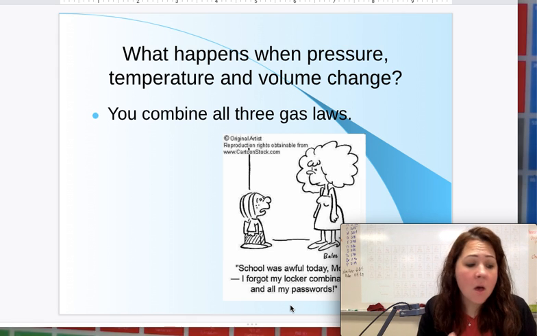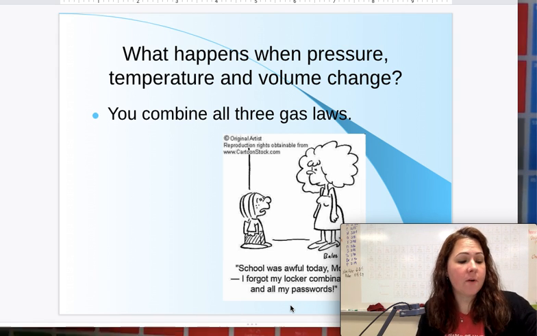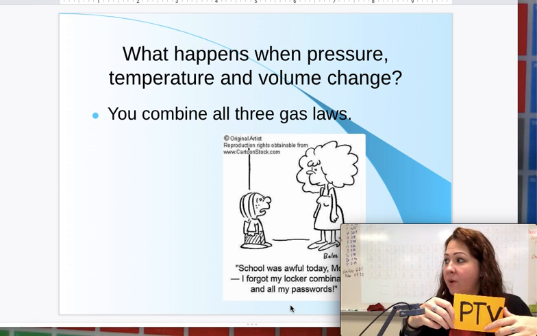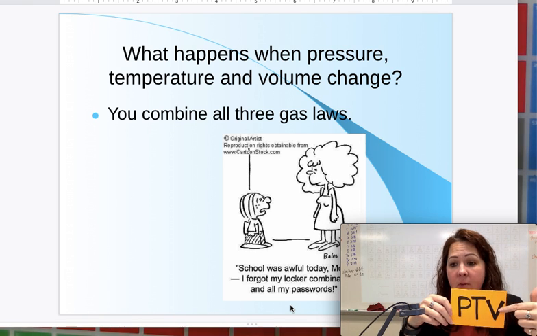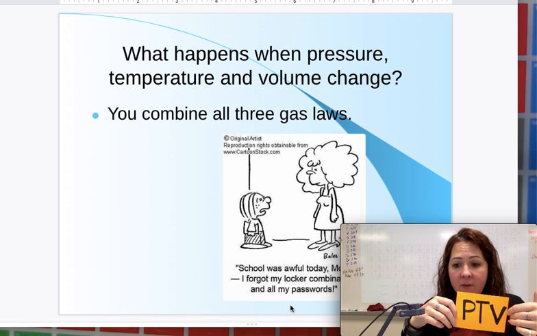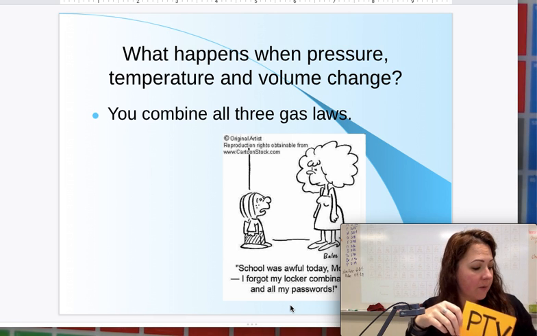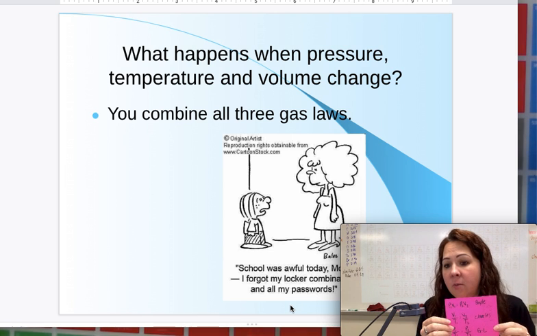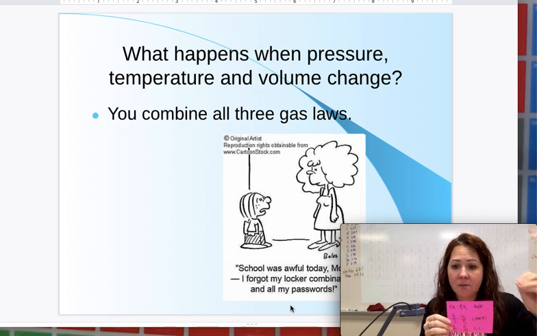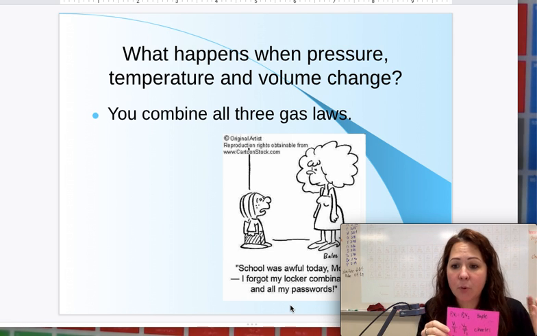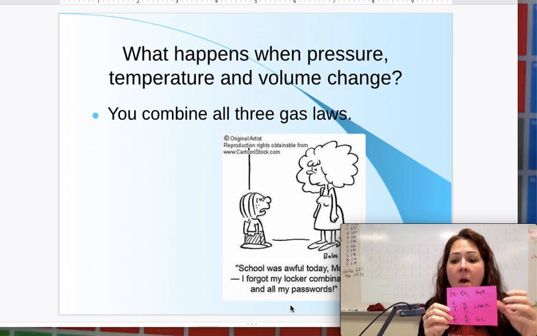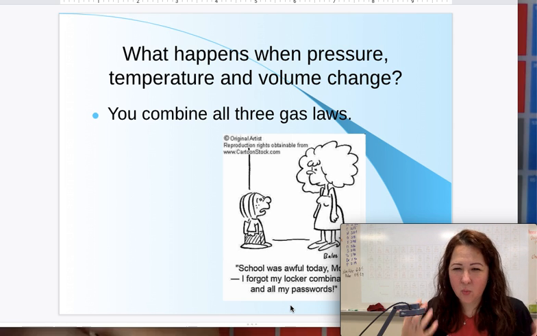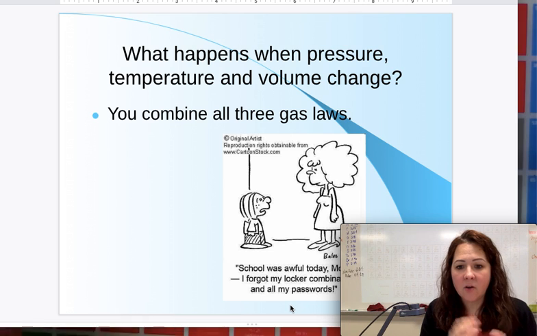Combined gas law. So what we've talked about so far was we had 3 different variables. We had pressure, we had temperature, we had volume. And with our 3 different variables, individually we looked at each of the different gas laws and we held one variable constant. So when we held one variable constant, maybe we held temperature constant in Boyle's law, or maybe we held pressure constant in Charles' law.